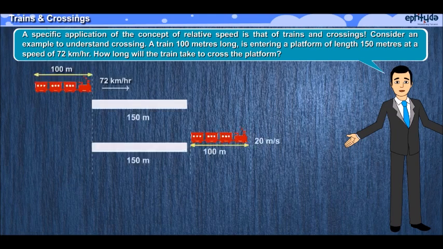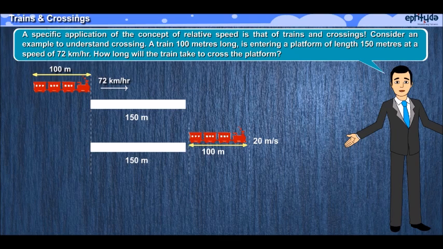See the pictorial representation shown here. Notice that the train has been depicted at two particular instants. One is called the just before crossing instant, that is just about when the train is entering the platform. The second instant is called the just after crossing instant. At this point, the train has just about exited the platform.